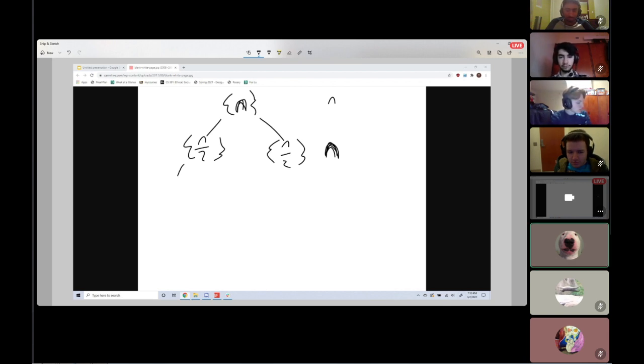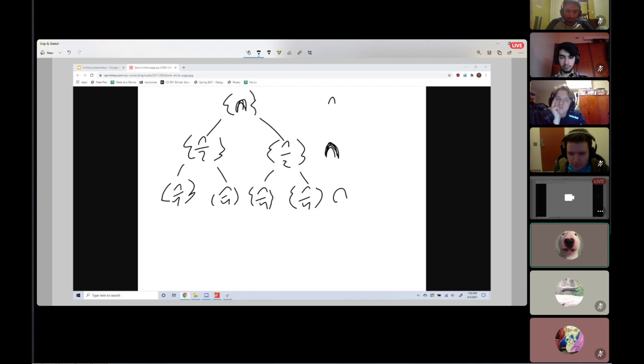And then as we go down this tree, we get n divided by 4, n divided by 4, n divided by 4, n divided by 4. We get another n. So we get n divided by, etc.